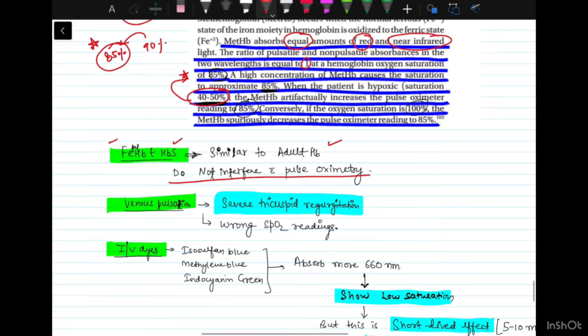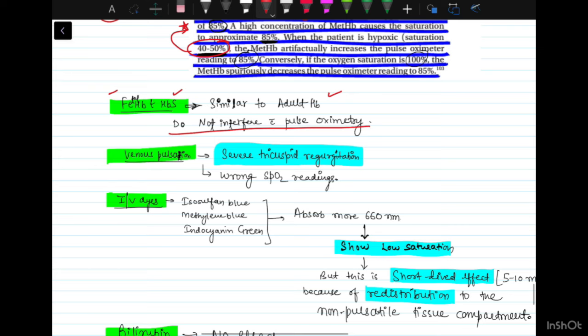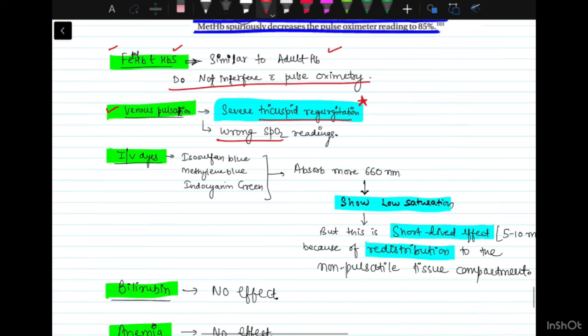Fetal hemoglobin is similar to the adult, so it does not interfere with pulse oximetry. Or HbS, which is the sickle cell, even that doesn't interfere. In venous pulsation, suppose there is tricuspid regurgitation. In severe tricuspid regurgitation, there will be wrong SpO2 readings. So if you get a patient with tricuspid regurgitation and there are changes in SpO2, you should know that it is because of that TR.